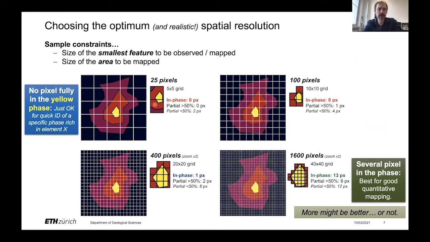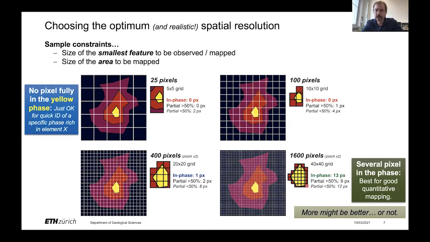Taking again these very simple examples with this 5 by 5 matrix, if you concentrate on localizing this yellow phase and quantifying that yellow phase, this kind of map will be totally horrible, because if you look at the individual pixels that go over your yellow phase, you basically have no pixel at all that covers this phase entirely. And so if you increase the number of pixels, going for instance to a 40 by 40 grid, you then finally start having multiple pixels that cover the phase of interest.